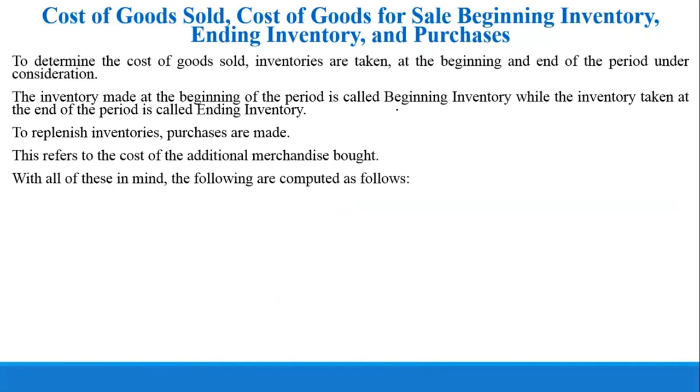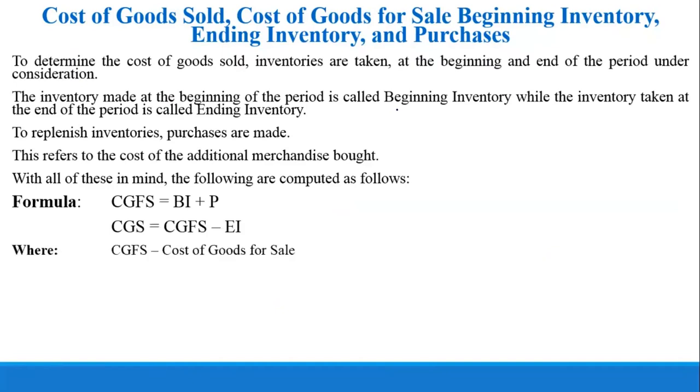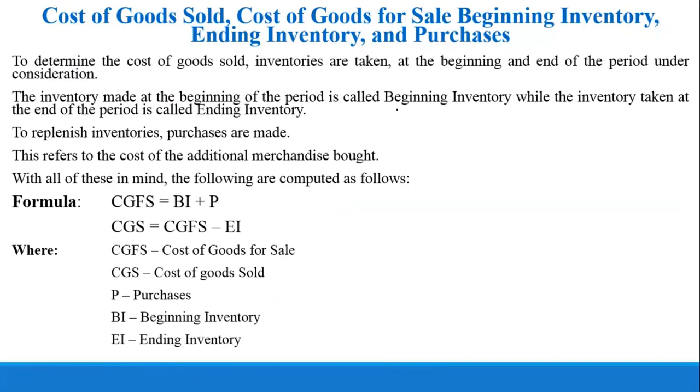So to replenish inventories, purchases are made, and this refers to the cost of the additional merchandise bought. With all of this in mind, the following are computed as follows. So we have the formulas. CGFS equals BI plus P. CGS equals CGFS minus EI, where CGFS is the cost of goods for sale, ayan. CGS, cost of goods sold. And then P stands for purchases, BI is for beginning inventory, EI is the ending inventory.